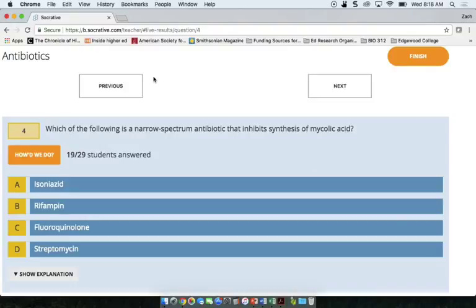So this is a fairly straightforward one, and as the answers come in, let me ask the follow-up question. Where do we find mycolic acid? On what type of bacteria do we find mycolic acid? Acid fast, good. And the typical example of those acid fast is Mycobacterium. Again, that's where they get the name Mycobacterium.